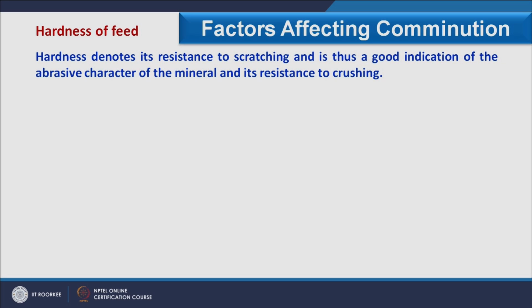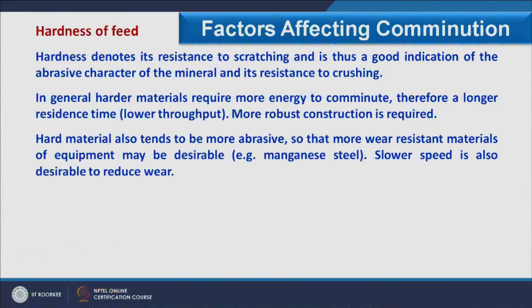So, in general, harder material requires more energy to comminute, therefore, a longer residence time and more robust construction is required, because hard material can harm the machine also. So, as far as equipment is concerned, more robust construction is required to handle hard material. Hard material also tends to be more abrasive, so more wear resistant materials of equipment may be desirable, as we have discussed previously. For example, manganese steel we can use. Slower speed is also desirable to reduce the wear.